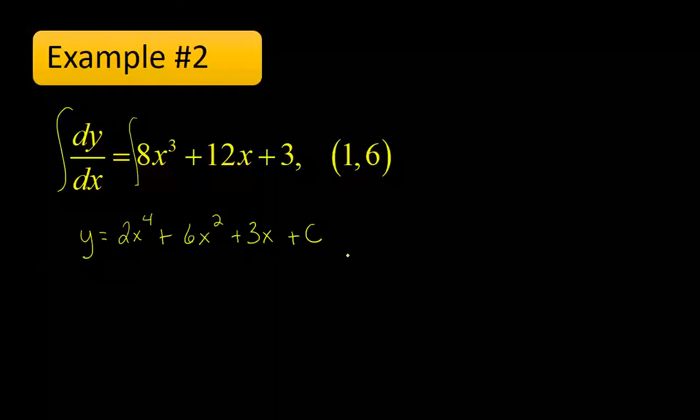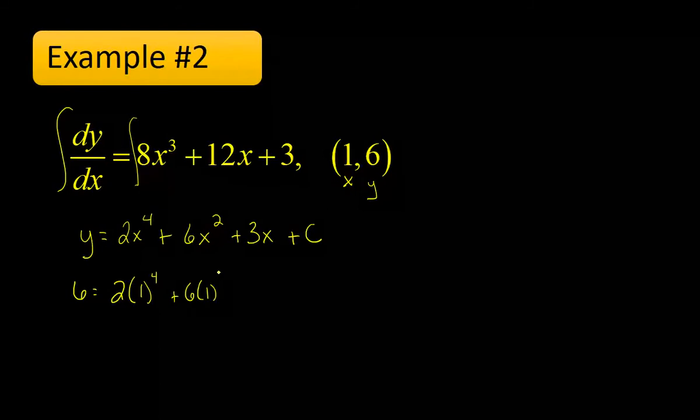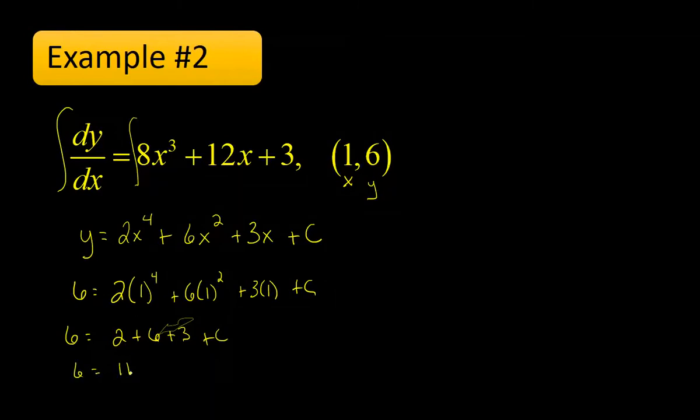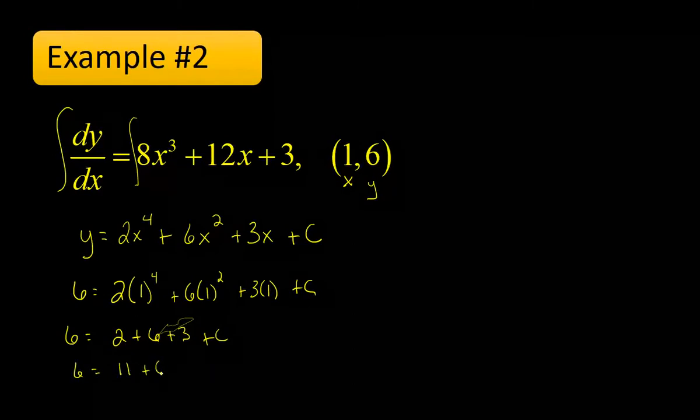There's our general solution. Now again, we're going to plug in the x and the y. So 6, 2 times 1 to the 4th, 6 times 1 squared, 3 times 1 plus c. So that's going to be 6, 2 plus 6. Whoa, what happened there? 6 plus 3. So 8, 9, 10, 11. So 6 is going to be equaling 11 plus c. So therefore, c is going to equal negative 5.